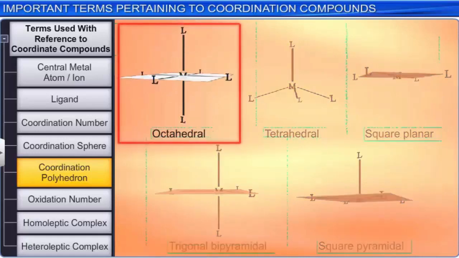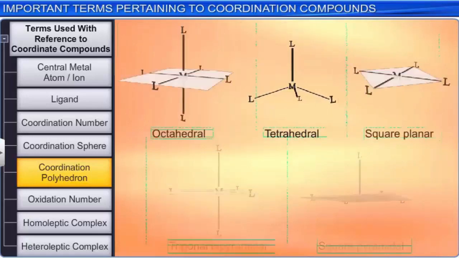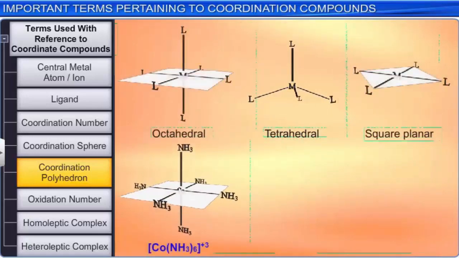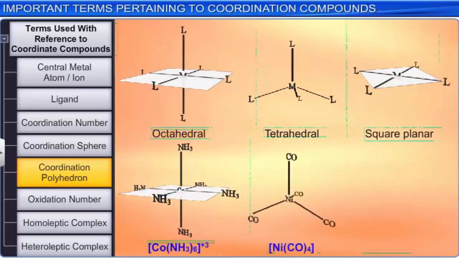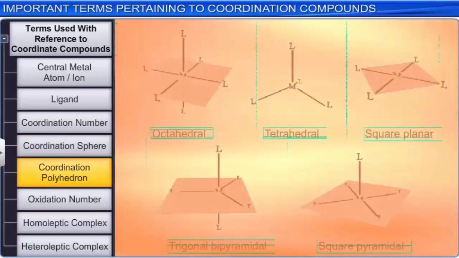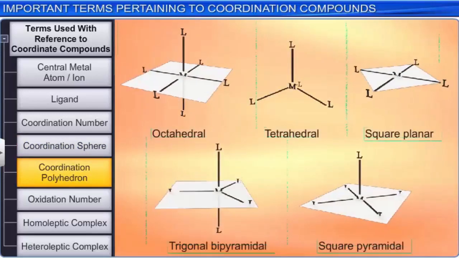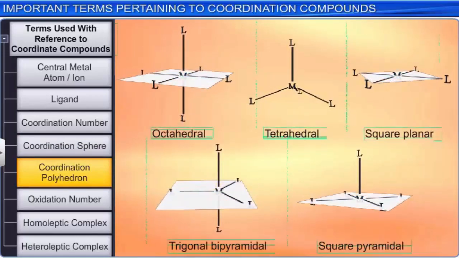So in a coordination entity, the solid figure defined by the position of the ligand atoms directly attached to the central atom or ion is known as the coordination polyhedron. See, there is octahedral. In octahedral, you can see the central metal ion occupies a central position. 4 ligands are placed at 4 different sides. Above the plane there is one ligand, below the plane there is one ligand. This is called an octahedron polyhedron.